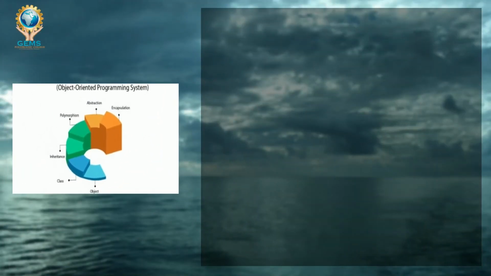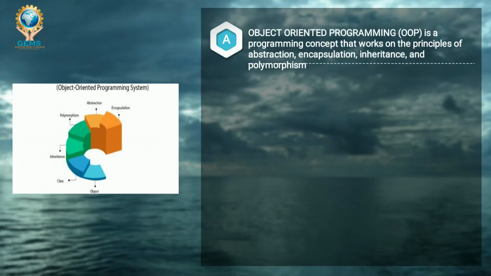The object-oriented programming system, or we simply call it OOPS, talks about encapsulation, abstraction, polymorphism, inheritance, class, object, and so many things. But we will see in a brief manner what it really says. Object-oriented programming primarily talks about four features. Those are abstraction, encapsulation, inheritance, and polymorphism.